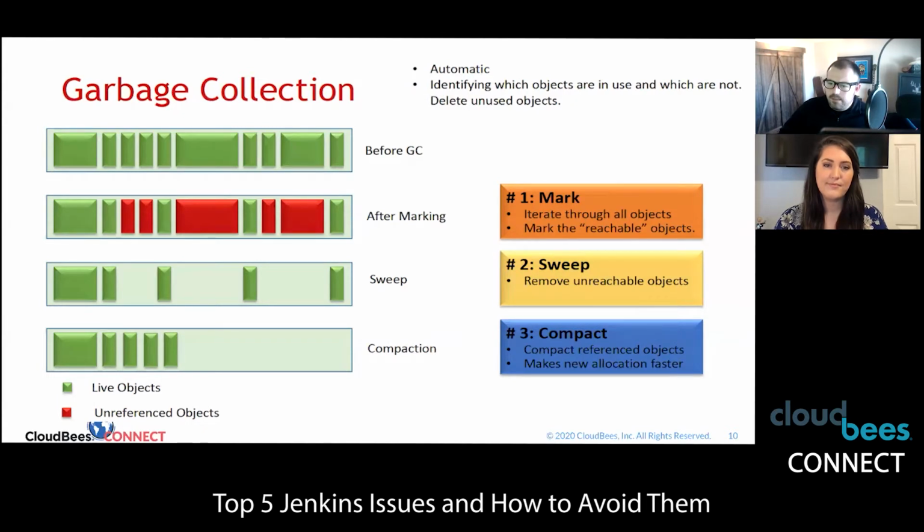First, objects get loaded into heap memory. During a garbage collection cycle, the garbage collector iterates through all those objects and determines whether or not they're reachable. If they're not, they are marked for collection. That's what's called the marking phase. Next, during the sweep phase, all the objects that are marked for removal are removed from memory. Lastly, during the compaction phase, all those referenced objects are compacted down, which makes new allocation faster.